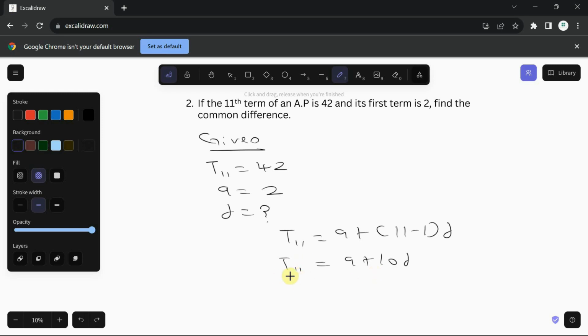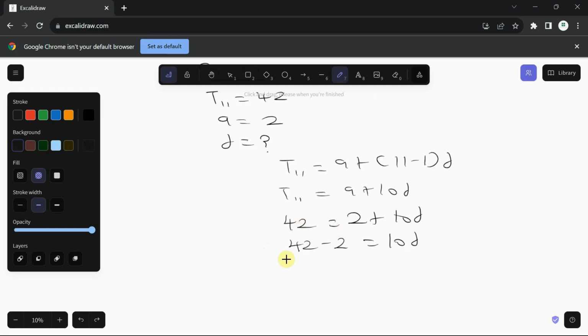Now let's substitute. We know that T11 was given to us as what? As 42. So I'll put 42 here. Our a in this question is given to us as what? 2 plus 10. Our d is still d, which is what we're looking for. Let's collect like terms. 42 minus 2 is equal to 10d, right?